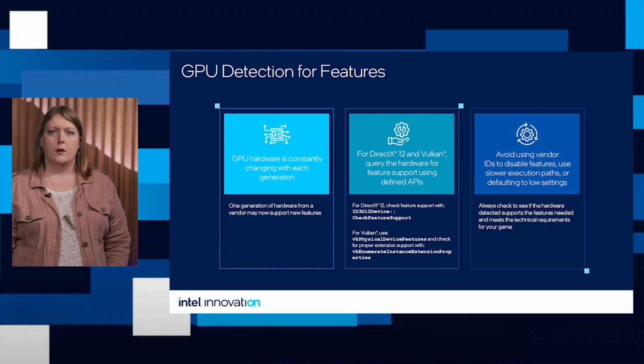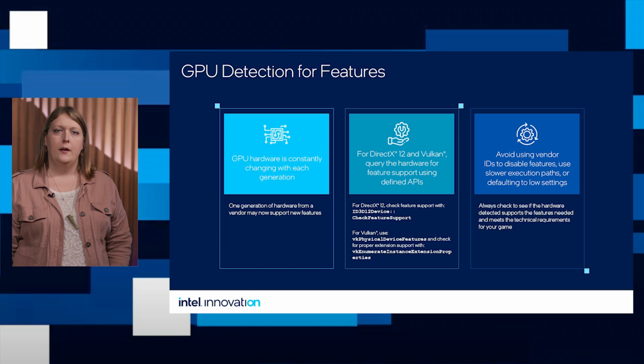Always query the hardware for feature support using check feature support in DirectX 12, and VK physical device features, or with VK enumerate instance extension properties for proper extension support within Vulkan. And finally, avoid using vendor IDs to disable features, and try using slower execution paths or defaulting to lower settings to avoid having problems with your game.